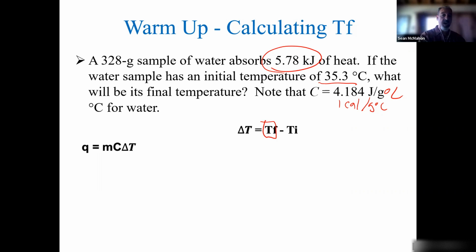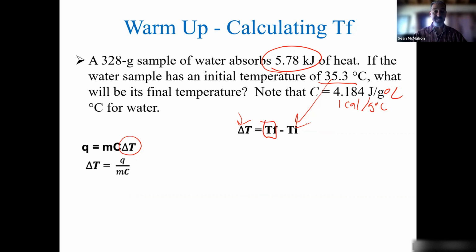But what I'm going to do is just solve for delta T first. And then once I have the delta T, I'll plug in my initial temperature and then I'll solve for final temperature. I personally feel that's easier than doing excessive distribution. But you don't have to do it my way. You can do it any way you want.